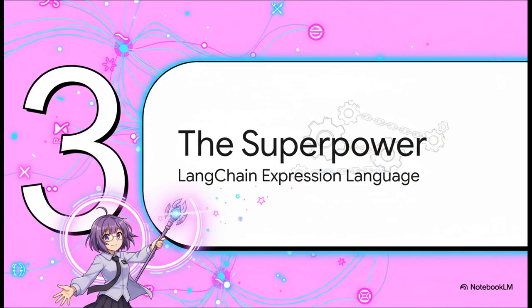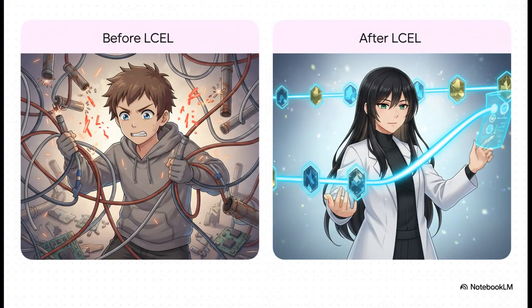Now, having all these separate parts is great, but the real magic is how you connect them all together. And for that, LangChain has a genuine superpower. It's called the LangChain Expression Language, or LCEL for short. Before LCEL, you were stuck writing this tangled, complex code just to get everything to talk to each other. It was a nightmare to maintain. But with LCEL, you use this simple little pipe operator, that vertical bar on your keyboard, to chain all the components together. It's clean, it's easy to read, and it's incredibly powerful.